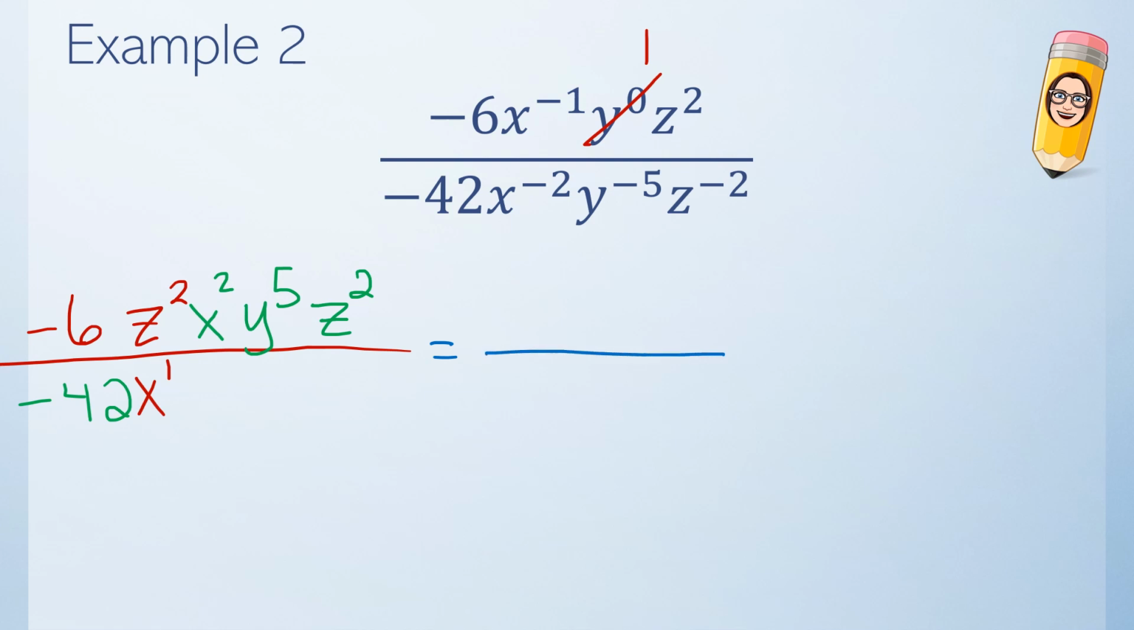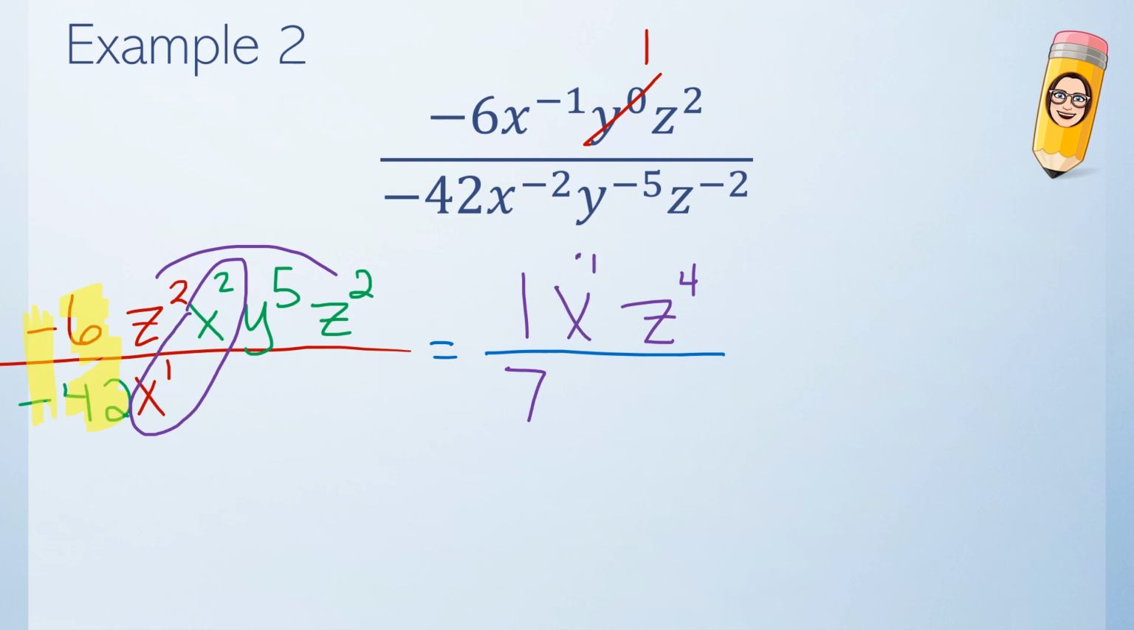All right, let's simplify things. I see a negative over a negative. Well, that's positive. I see 6 over 42. That reduces down. 6 over 42 is the same as saying 1/7. The next thing, I have 2 z's and 2 z's, so I have 4 z's. I have x squared over x to the first. When dividing like bases, you subtract the exponents. So you can put a 1 or just leave it off. That's up to you. And then y to the 5th is just hanging out.